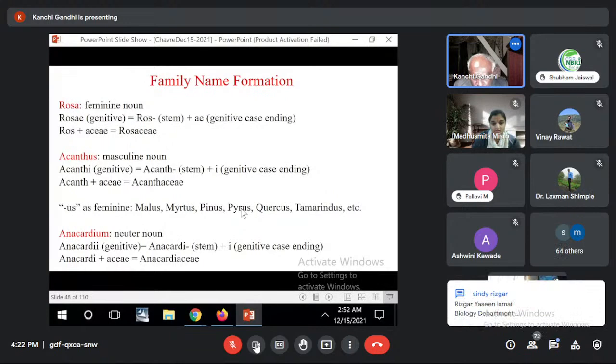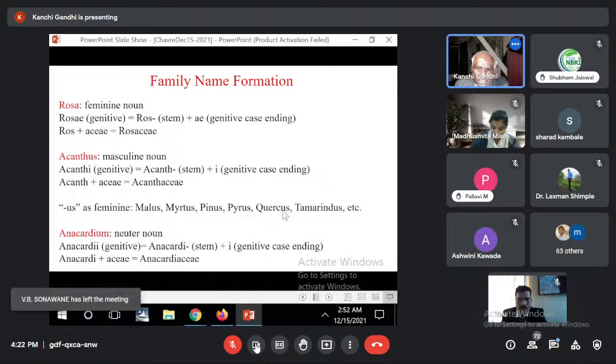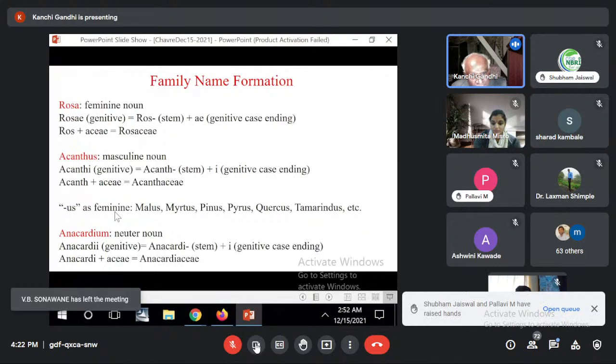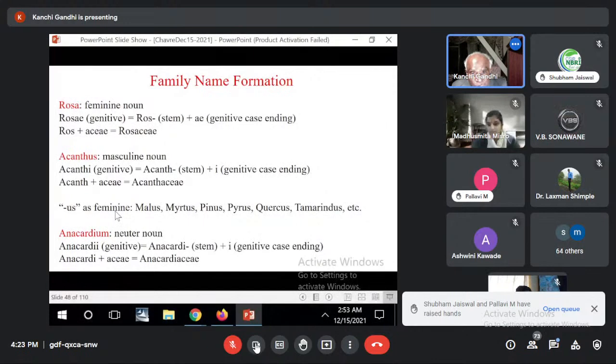Quercus, Tamarindus, like tamarind. So now, in all these cases, in spite of the US ending, they are treated as feminine. Why? As I mentioned earlier, a tree name, if it is classical, is feminine regardless of its ending. These are all classical tree names. So please bear this in mind.